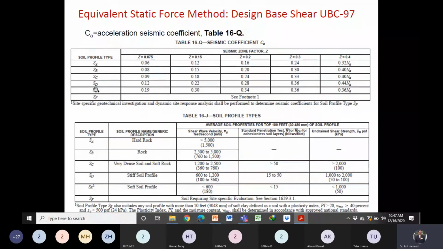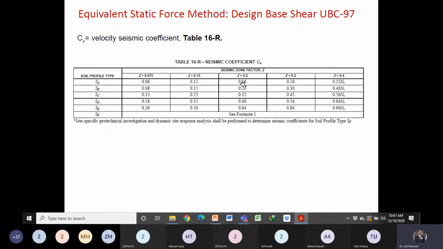You can see the type of the soil here: hard rock, dense soil, stiff soil, soft soil. They are categorized on the basis of the standard penetration test, shear wave velocity, and undrained shear strength. So we can have the type of the soil, and then we can see the value of the acceleration seismic coefficient from this table. It depends on the type of the soil and the seismic zone. For example, if the type of the soil is stiff soil, SD, and our structure is to be designed in seismic zone 3, suppose 0.3, we can simply pick the value of the seismic acceleration coefficient from this table. Similarly, we can see the value of the seismic velocity coefficient from this table. It again depends on the type of the soil and the seismic zone.